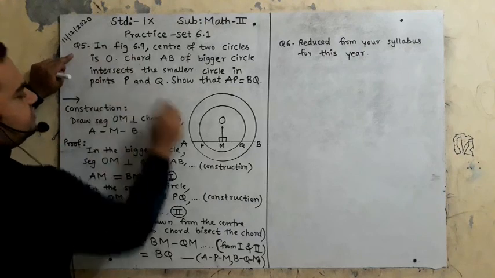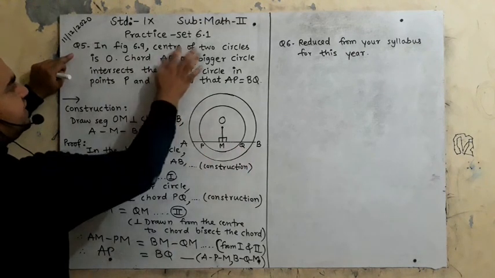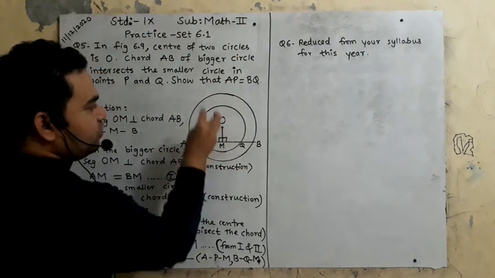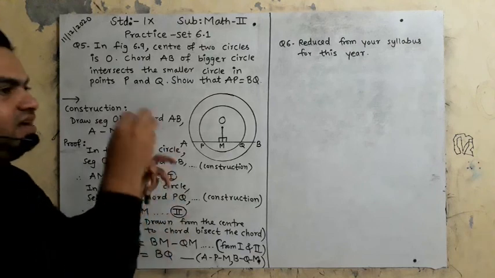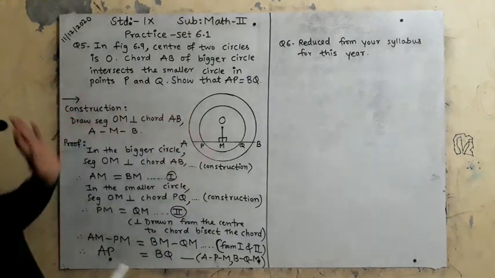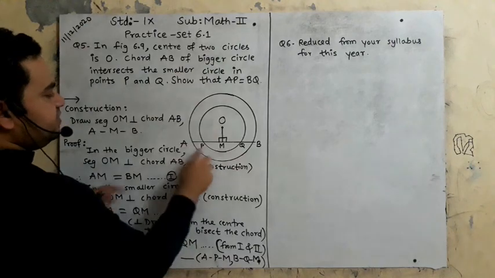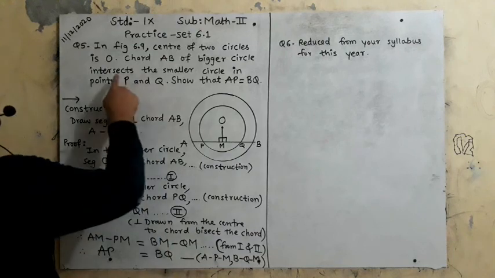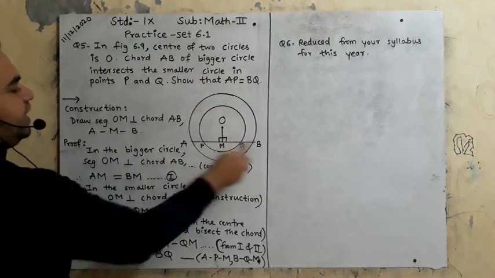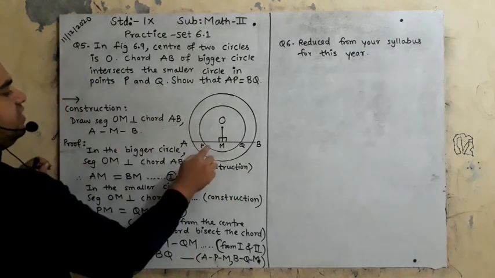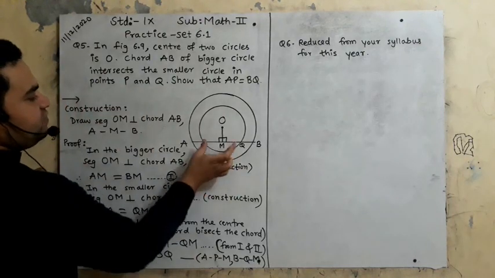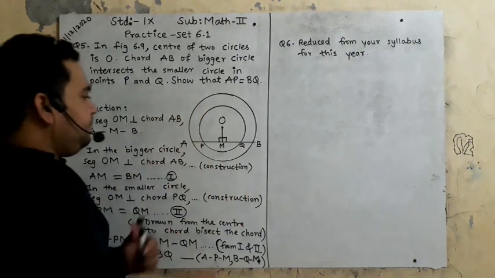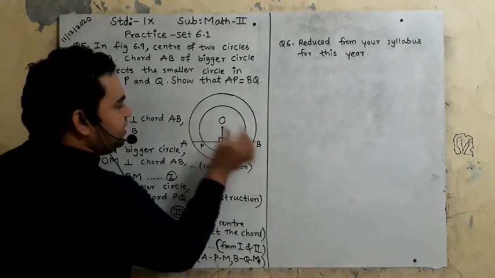Question number 5 in figure 6.9. This is the figure 6.9. Center of two circles is O. Can you see the two circles are concentric? It means two circles having the same center, that is O. Chord AB of the bigger circle intersects the smaller circle at the points P and Q. So PQ is the smaller chord, AB is the bigger chord. Show that AP is equal to BQ.